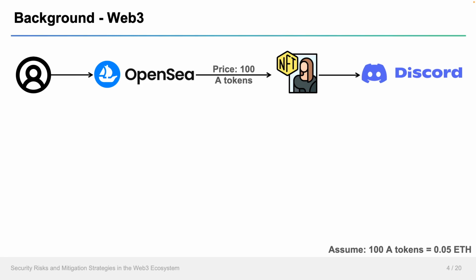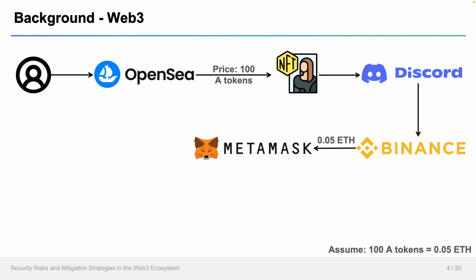You can use fiat currency like USD or Euro, or other cryptocurrencies like BTC, on centralized exchanges like Binance to buy 0.05 Ethereum. After acquiring Ethereum, you'll transfer it from Binance to your digital wallet such as MetaMask. This wallet will securely store your Ethereum. With Ethereum in your wallet, you'll proceed to exchange it for tokens. Decentralized exchanges like Uniswap facilitate this process.